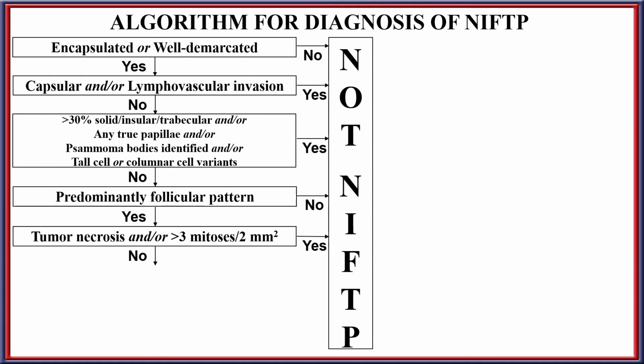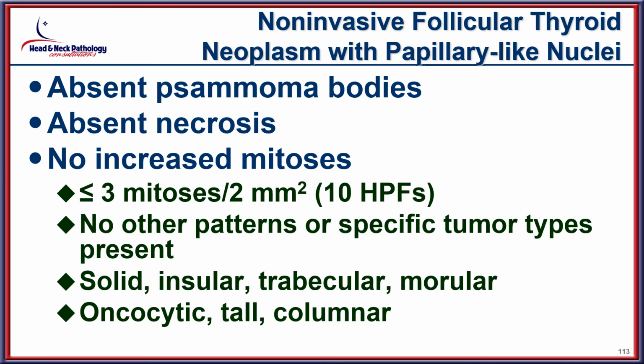So now we go on to some of the exclusion criteria, and you will see that some of the exclusion criteria are listed up here with psammoma bodies or other variants, and then of course the presence or absence of tumor necrosis or increased mitotic figures.